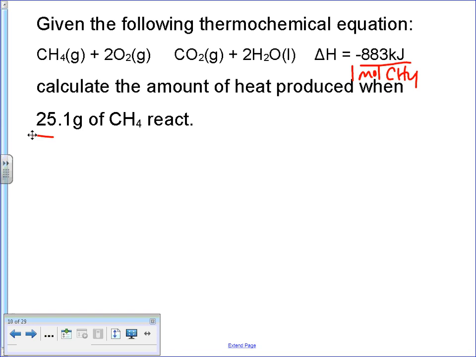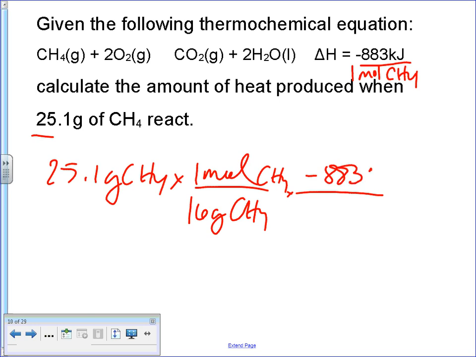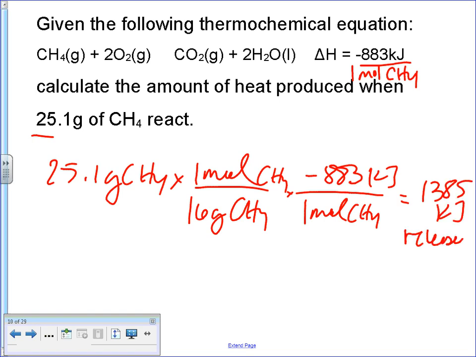So what do I start with? 25.1 grams of methane. Okay, and then methane is 16 grams per mole. Okay, and then negative 883 kilojoules over 1 mole. This is 1 mole of methane, and this would give you the amount of energy that's released, and you should know it's going to be more than 883, because this is a lot more than 1 mole of methane according to the molar mass. So that's going to be like 1385 kilojoules, and I'm just going to say that much is released.